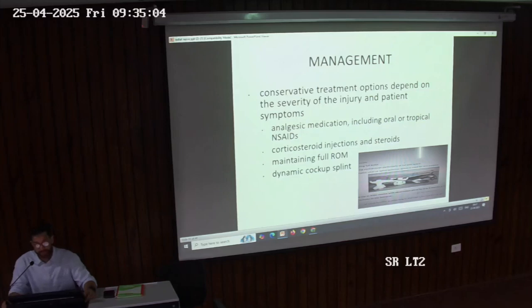The management here is conservative; treatment options depend on the severity of the injury and patient symptoms. Analgesic medications include oral or topical NSAIDs, corticosteroid injections can be given. We maintain a full range of motion and we apply a radial splint, also known as a dynamic cock-up splint.